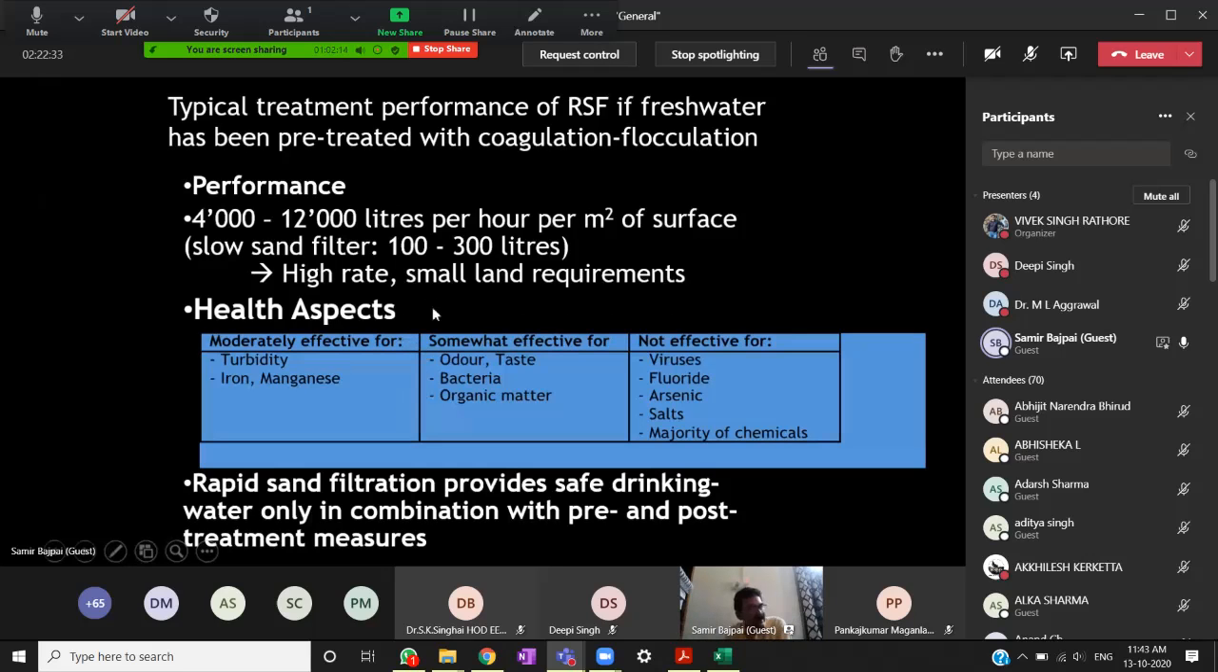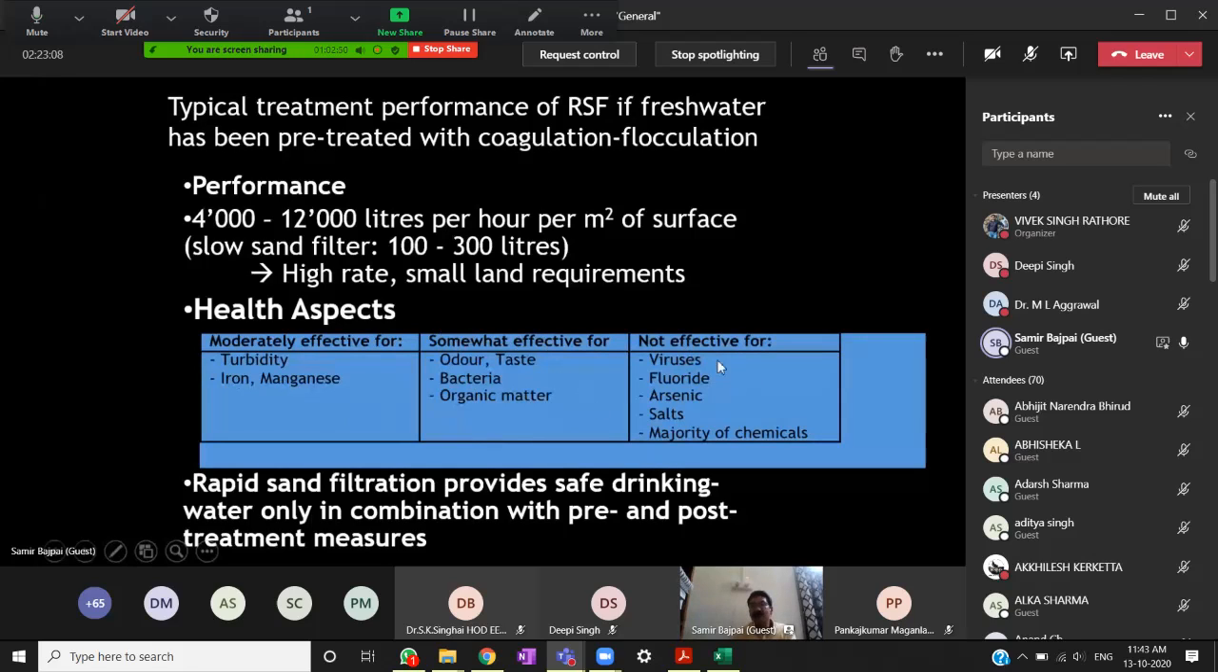A rapid sand filter typically has larger size sand particles and larger pores, so the flow is rapid and the rate of treatment is rapid. That is why it is called a rapid sand filter. The advantage of the rapid sand filter is quick treatment, and you can treat a large volume of water. It is very effective for removal of turbidity, removal of flocs, and removal of iron and manganese. But it is not that good for removal of odor and taste, bacteria and organic matter, while a slow sand filter is very effective in removing those.